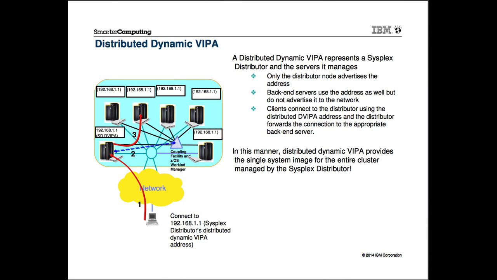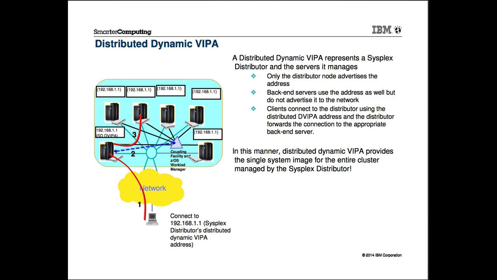We also have the concept of a distributed dynamic VIPA, which is slightly different. A distributed dynamic VIPA is a Sysplex concept where the Sysplex distributor advertises the VIPA address and clients connect to the VIPA address. Then the Sysplex distributor distributes that workload to back-end servers based on availability, based on load, based on who's got more capacity. And the way that works is even though the dynamic VIPA address is advertised by the Sysplex distributor, it actually exists in shadow format on all of the back-end servers.